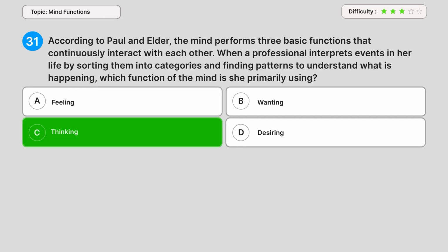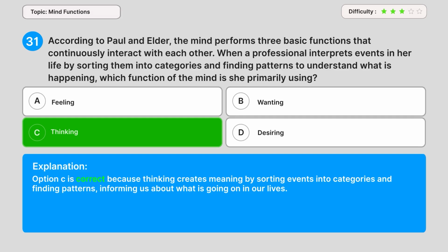Correct answer, C. Thinking. Explanation. Option C is correct because thinking creates meaning by sorting events into categories and finding patterns, informing us about what is going on in our lives.